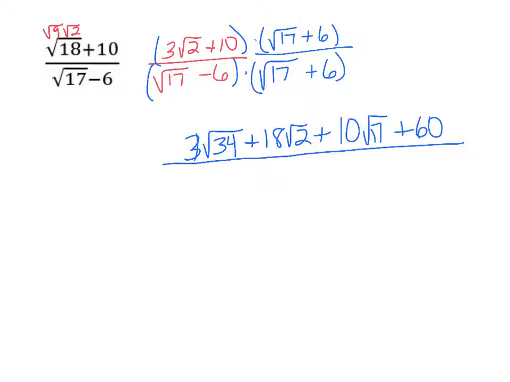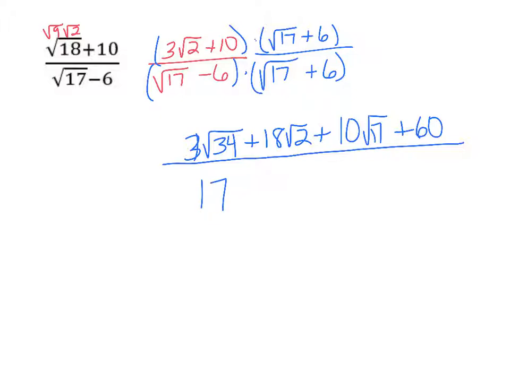Okay. Now in the denominator, that's the one that I need to come out nice. I know my numerator's a mess, but I'm kind of stuck with it. Let's hope the denominator's better. When I do FOIL, I'm going to take my root 17 times root 17. That's just 17.